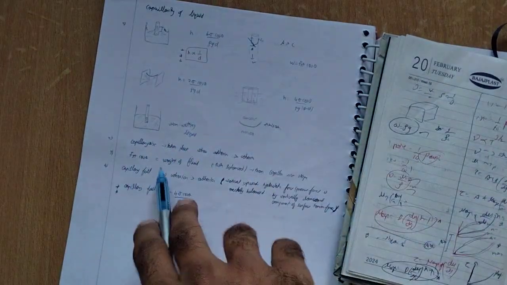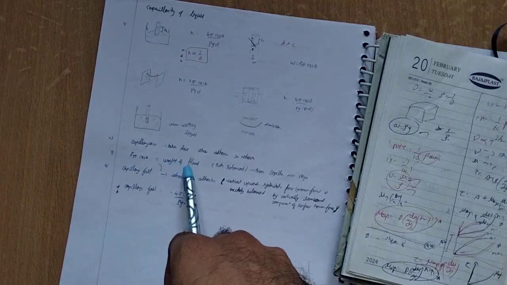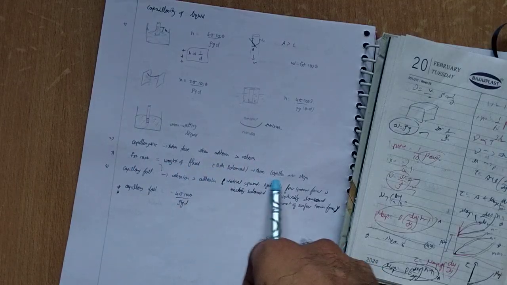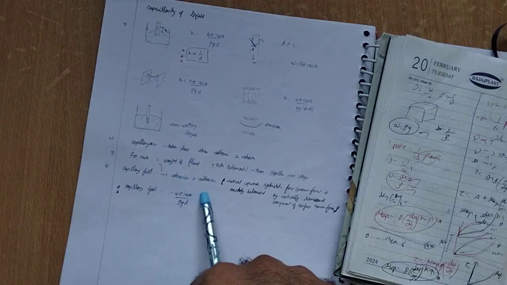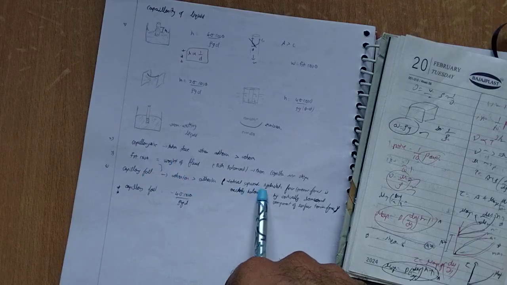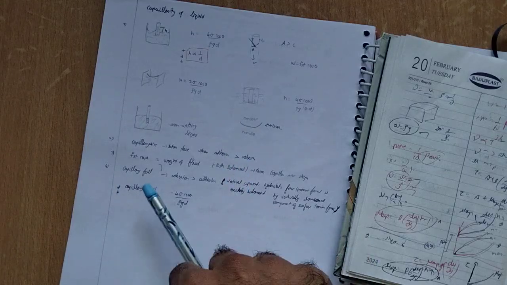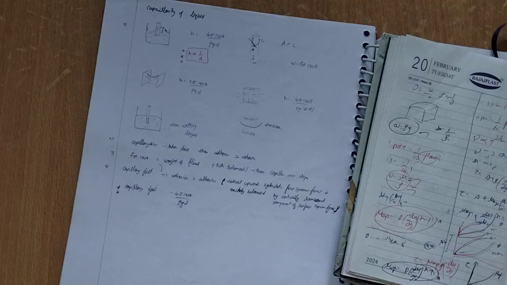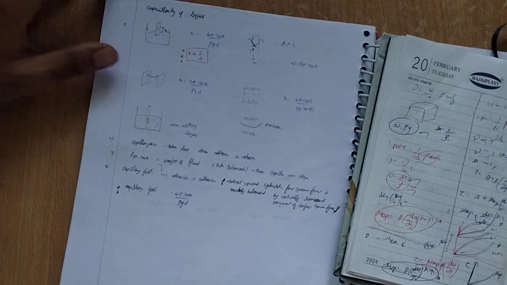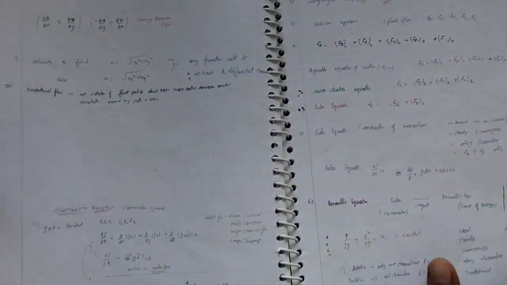Capillary rise takes place where adhesion is greater than cohesion. F of st cos theta equals weight of fluid, both balance and capillary rise stops. Capillary fall occurs where cohesion is greater than adhesion, generally for mercury. For the capillary fall, h is minus 4 sigma cos theta divided by rho g d. So we can just go to the next thing.